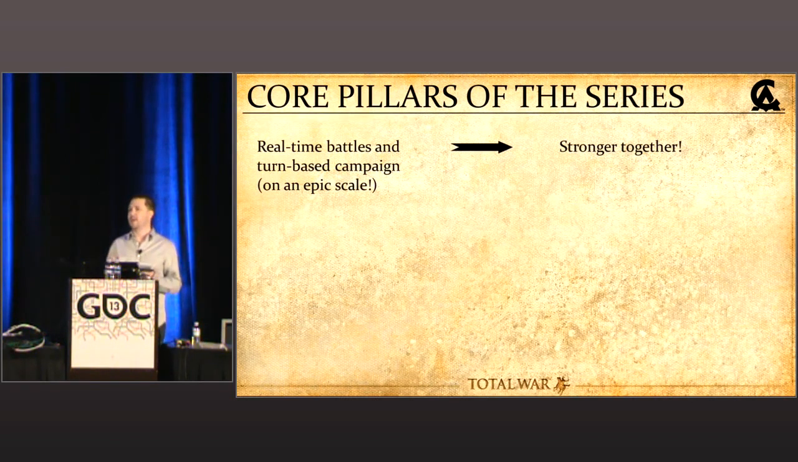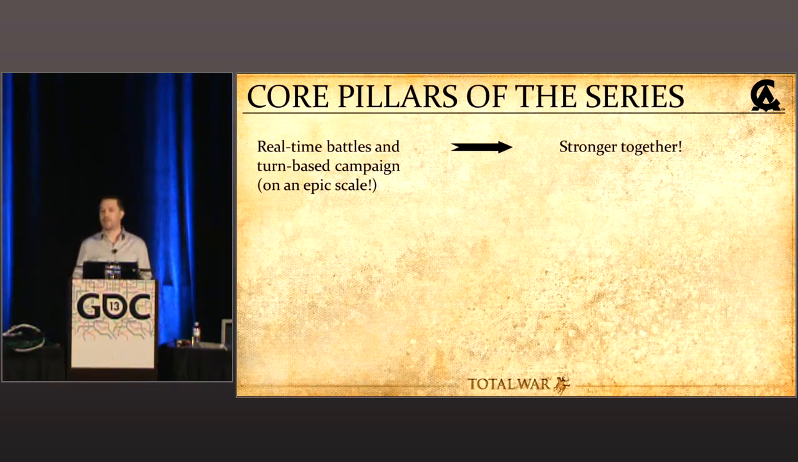There's a lot to say about the dynamical implications of turn-based versus real-time gameplay, but that's really a topic for a whole other day. But overall, I think the mix that we have of turn-based and real-time experience, I hope, delivers the best of both worlds, really.